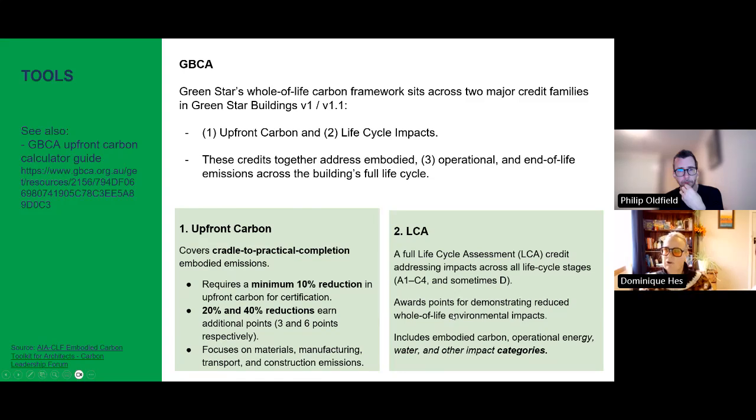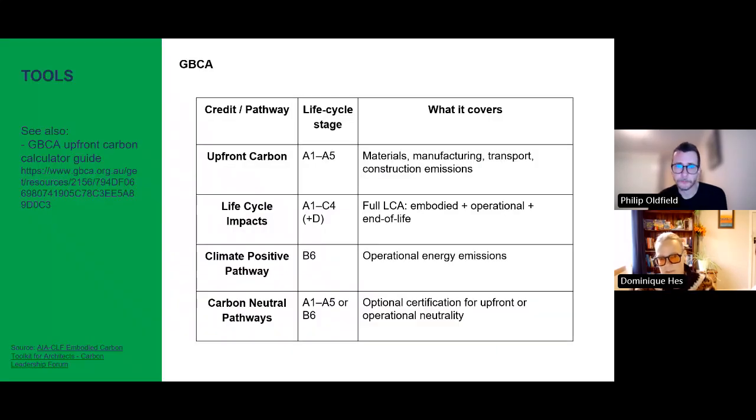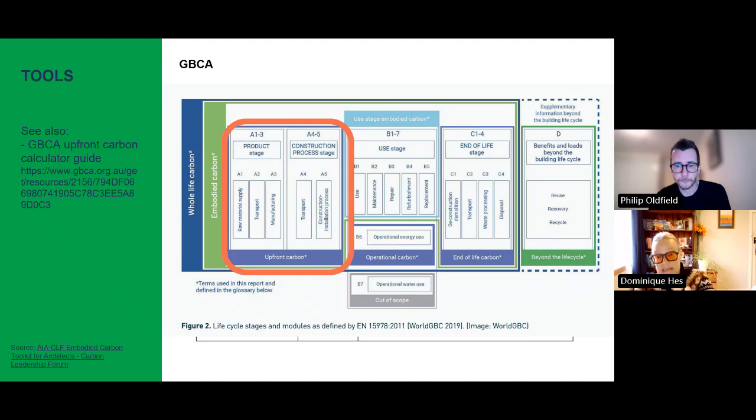The LCAs run across a larger scope, because it's trying to look at the whole of life assessment and carbon for the building. And so it brings in the B category, the use, the C category, the disposal, and D potentially, depending on the challenge and how many points you're going for. So what I've done here is just quickly run through this to try and show you within this diagram. So for the GBCA, the credit pathway for upfront carbon is really looking at manufacturing, materials, transport and construction, and that's that stage of the whole life cycle. So it's the A1 to A5.